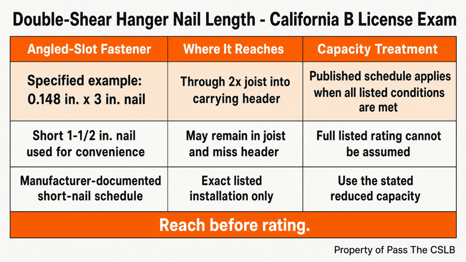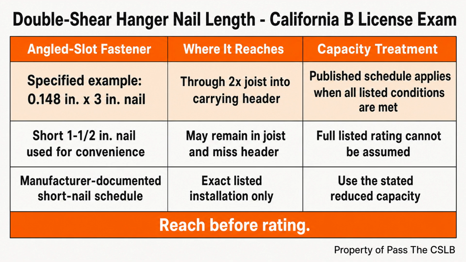Before relying on a published rating, confirm that the specified fastener reaches the member named in the installation. That is especially useful with angled slots, concealed support members, and any connection where a short fastener can look complete from the exposed face. Corrosion protection is the other half of the system.